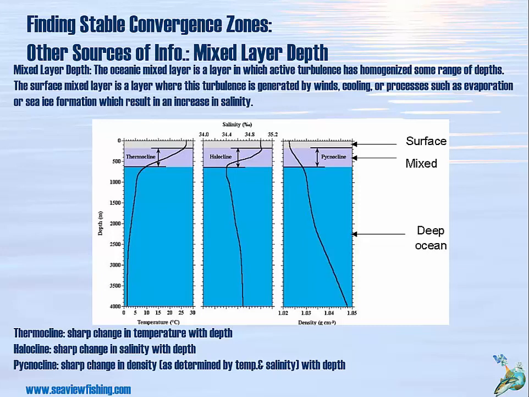The oceanic mixed layer is a layer in which active turbulence has homogenized some range of depths. The surface mixed layer is a layer where turbulence is generated by winds, cooling, or processes such as evaporation or sea ice formation, which result in an increase in salinity. Above the bottom of the mixed layer, there's often both vertical and horizontal mixing in the ocean waters. Below the mixed layer, there is usually very little vertical movement of water. The mixed layer depth is often associated with a thermocline depth as well as a halocline, which is a sharp change in salinity, and pycnocline. The plankton layer often moves up and down with the mixed layer.